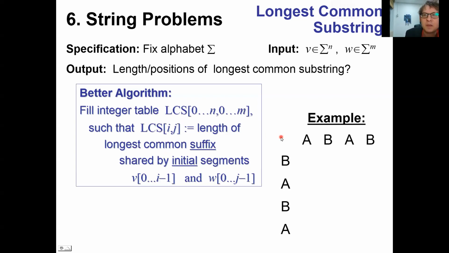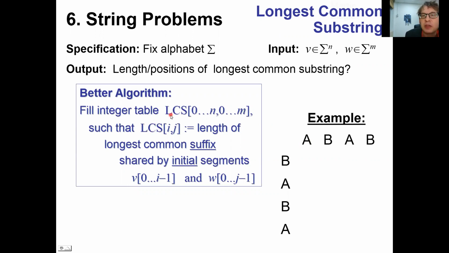Here's an example, right? So here are again two input strings, ABAB and BABA. Now, what is the length of the longest common substring? There are two possible answers, right? ABA is a common substring of length 3, but BAB is also a longest common substring, also of length 3. So the length is unique, but the strings themselves need not be unique for the longest common substring problem.